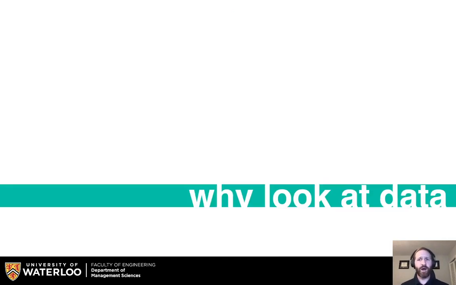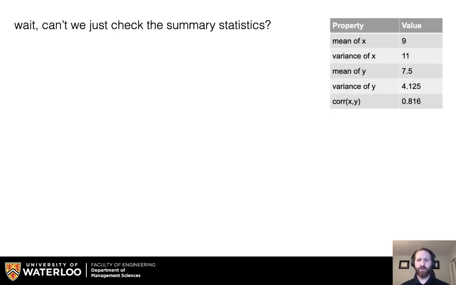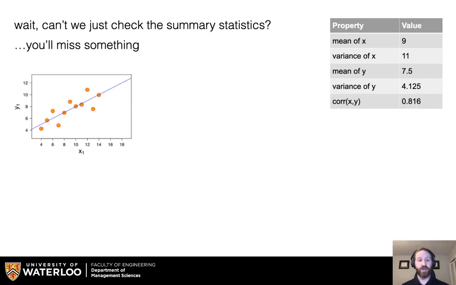So first, why look at data? Can't we just check the summary statistics? We just talked about mean, variance, median, different kinds of summary statistics that can describe a distribution. The problem is, even if you just look at this data, it gives you a bit of information, you're going to miss something. So if we have this mean of y, variance of y, mean of x, variance of x, and a correlation between the two, you probably would expect data like this.